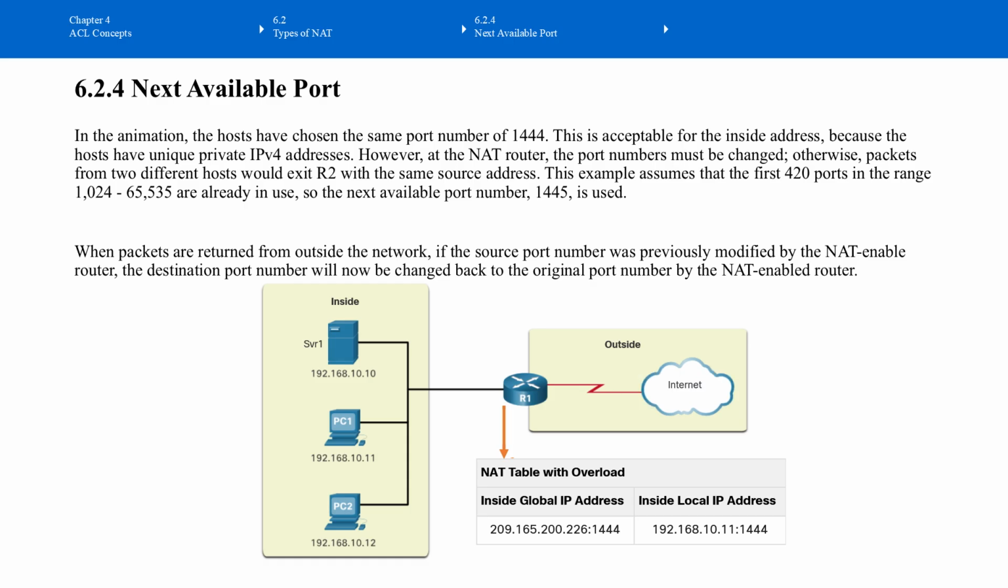This example assumes that the first 420 ports in the range 1024 to 64,535 are already in use. So the next available port number, that is 1445, is used. When the packets are returned from outside the network, if the source port number was previously modified by the NAT-enabled router, the destination port number will now be changed back to the original port number by the NAT-enabled router.